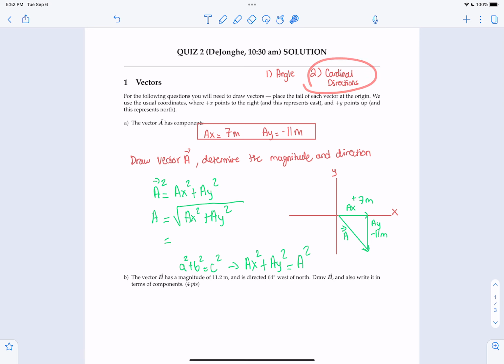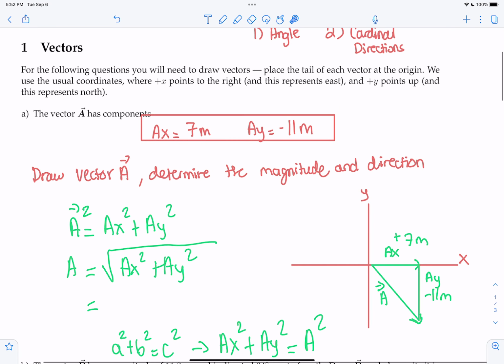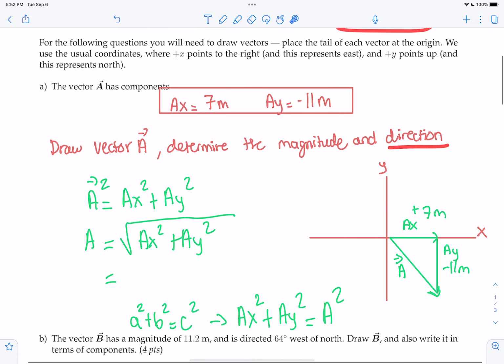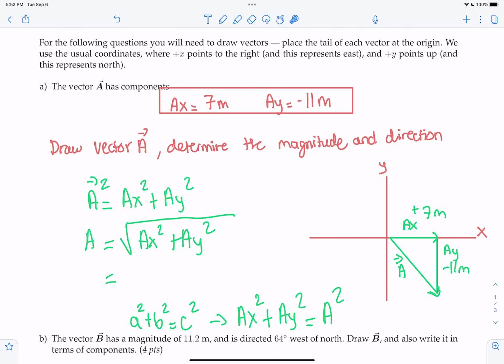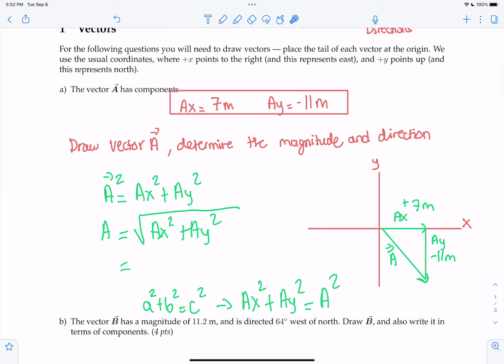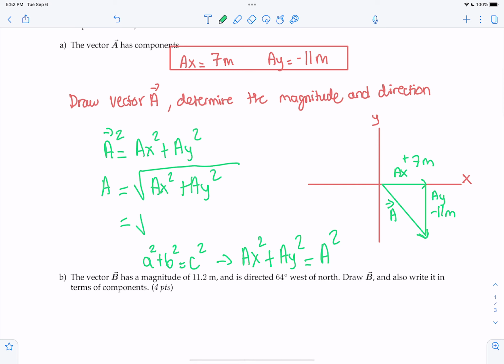This is why the second component comes in. We need to figure out or indicate the cardinal direction, which will give us the direction of the vector. We can get the magnitude via formulas and calculations, but we need to indicate the direction through our angle and our cardinal directions. So if we go ahead and solve this out first, we have AX squared, that's 7 meters squared, plus negative 11 meters squared. Like I said, it doesn't matter if you put a negative there or a positive, it's going to end up the same answer. Now, can anyone tell me what they got for the magnitude of A?